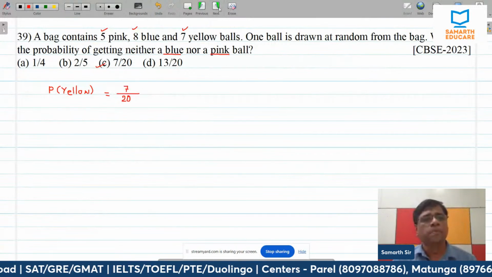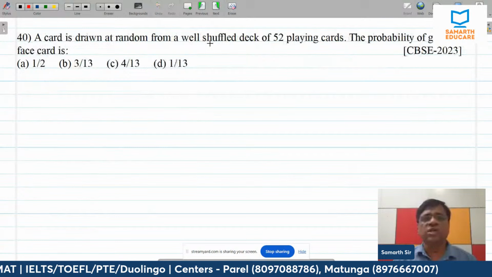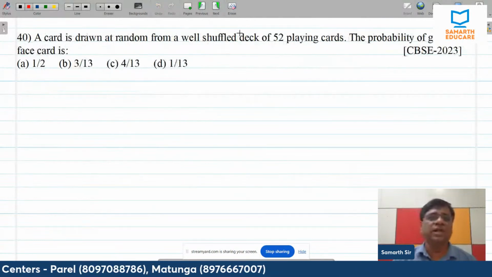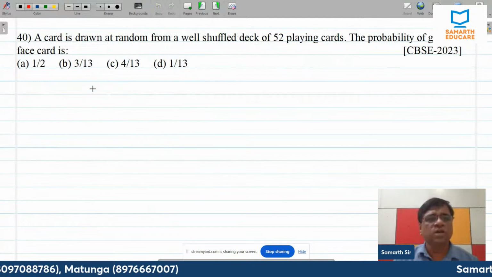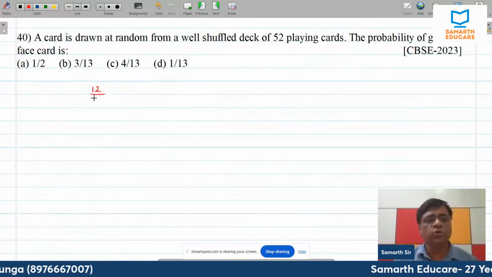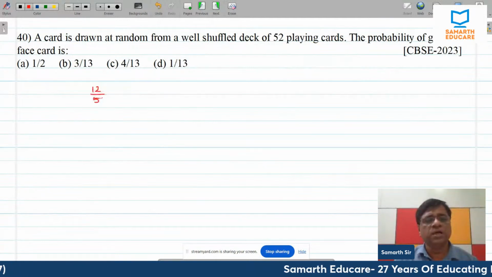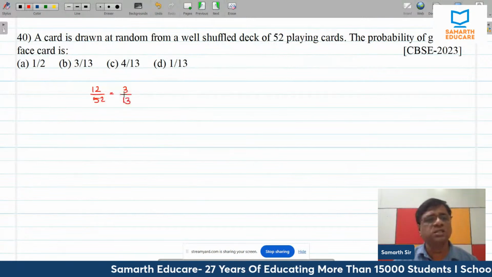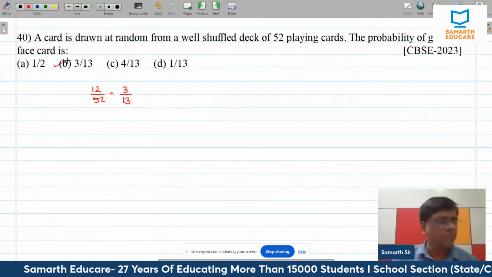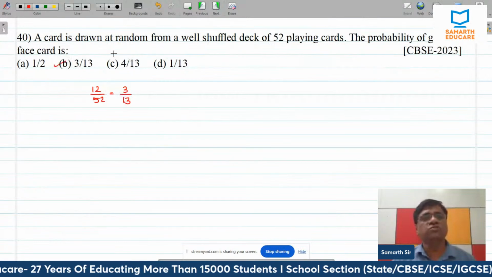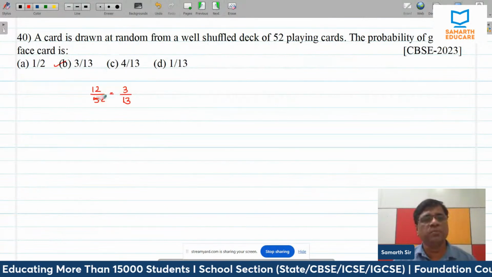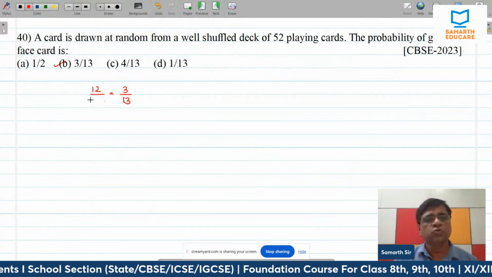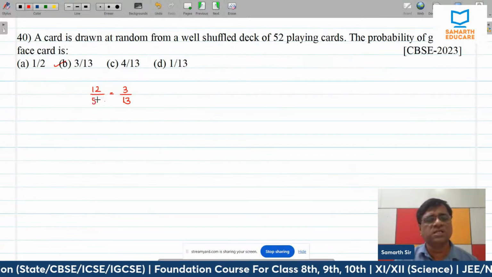A card is drawn at random from a well shuffled deck of 52 playing cards. Find the probability that it is a face card. A very simple and direct question, because there are 12 face cards out of 52. If I divide this by 4, 4 3s are 12 and 4 13s are 52. So my answer is 3 upon 13. For this we have to watch the first video because in the first video I explained how a full deck of cards is. So you will find there are only 12 face cards out of 52.